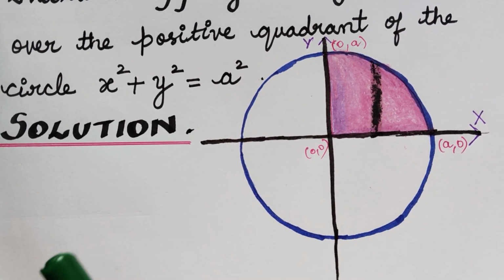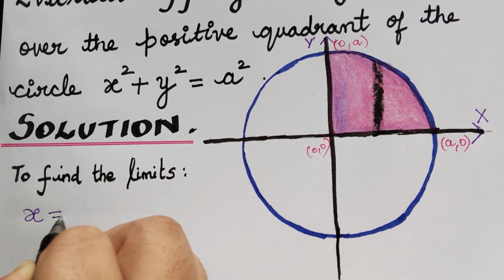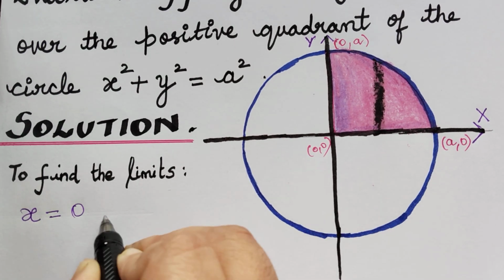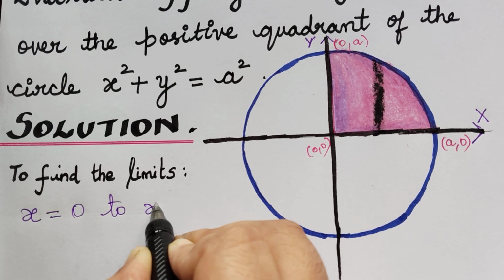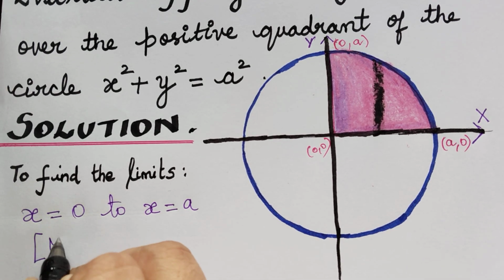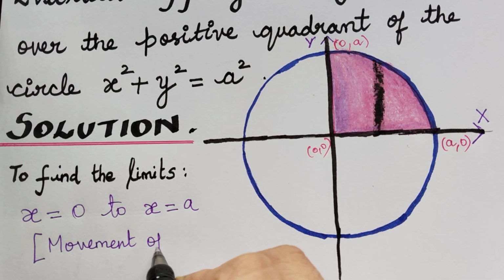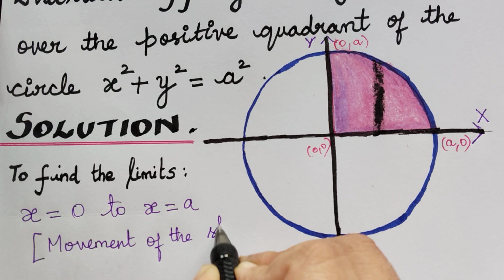So let us write that first. So the limits for x is from x starts from 0 and goes till a. So this is obtained how? By movement of the strip.